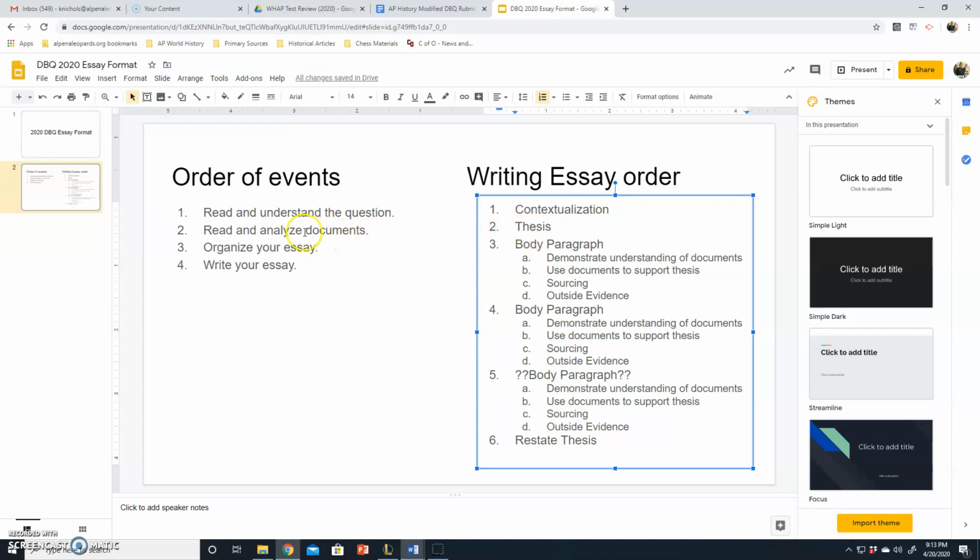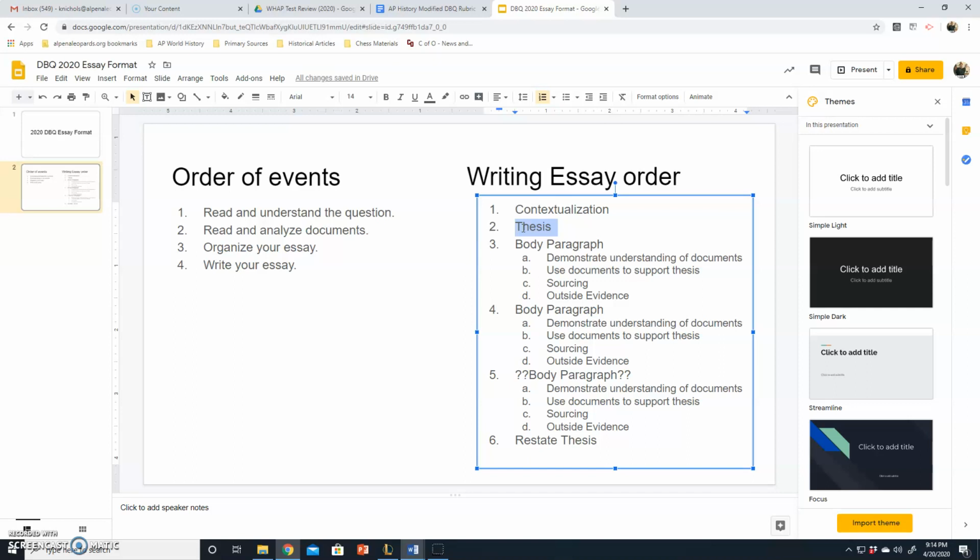Because the second thing you would do after reading and understanding your question is to read the documents. And you can't really formulate a thesis without reading the documents. Your thesis has to come from, hey, these are what the documents are saying. I've looked at the documents, I've read the documents, and this is what I say. This is what I'm arguing the documents are saying, and this is how they're answering the question. So you really have to read the documents first.